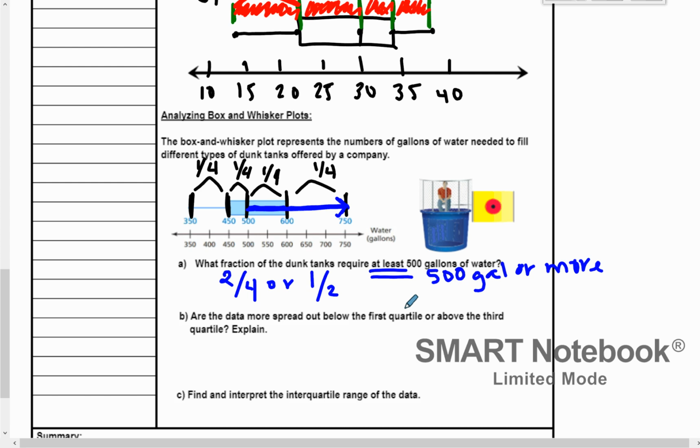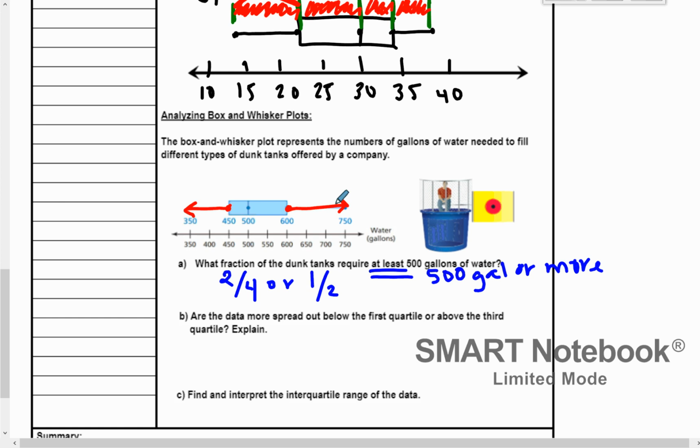Letter B. Are the data more spread out below the first quartile or above the third quartile? Spread out means that there's more space. So I'm going to erase what I drew on here so we have a fresh picture to look at. We're looking below the first quartile and above the third quartile. So min, Q1, Q2, Q3, max. Below the first quartile means smaller, and above the third is this way.